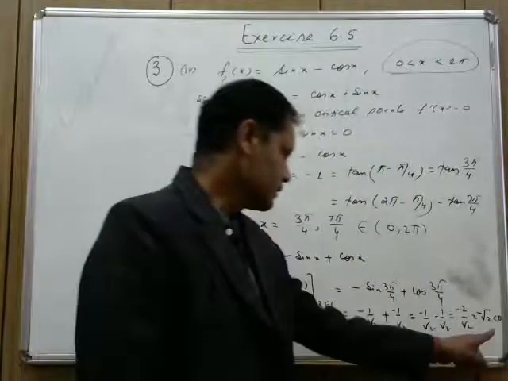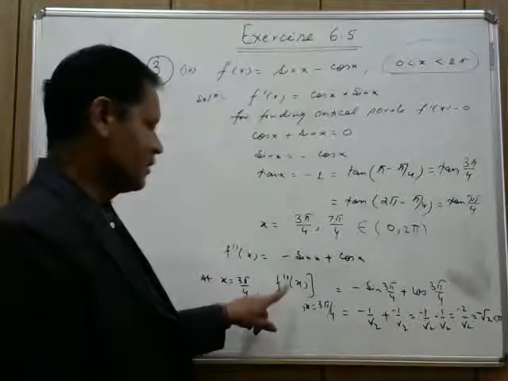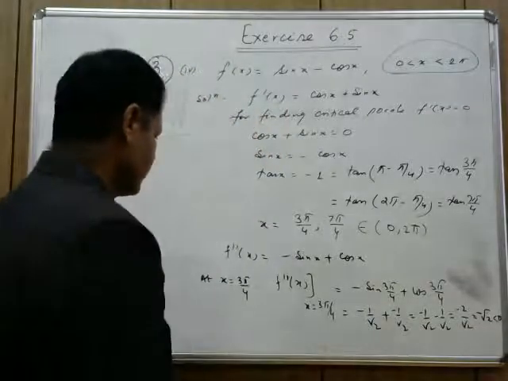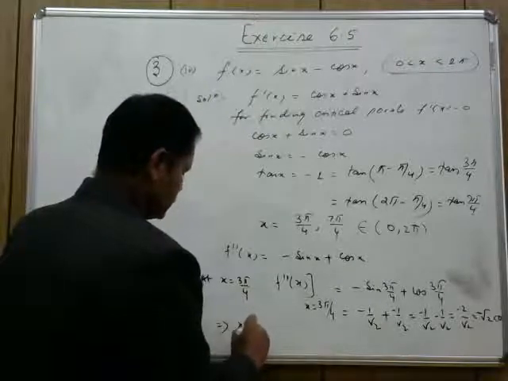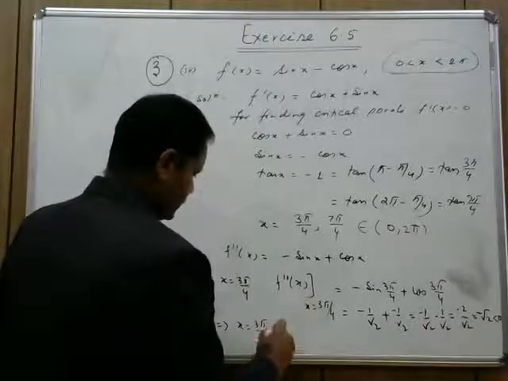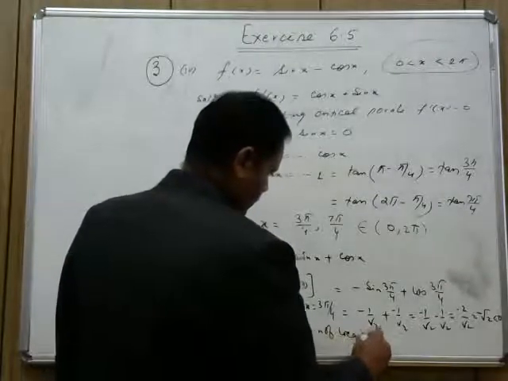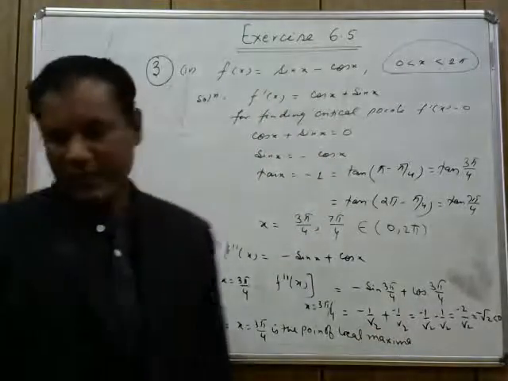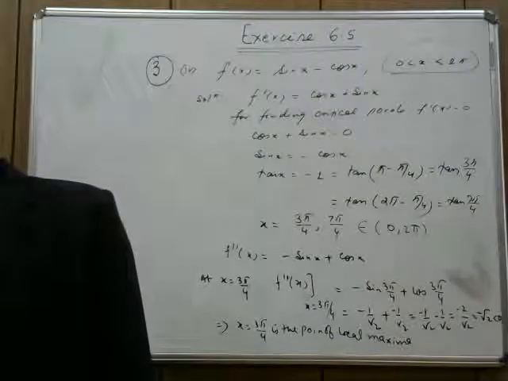When minus root 2 is less than 0, it means what? At x is equal to 3 pi by 4, the sign of f double dash of x is negative. Therefore it implies that x is equal to 3 pi by 4 is the point of local maxima. Okay?